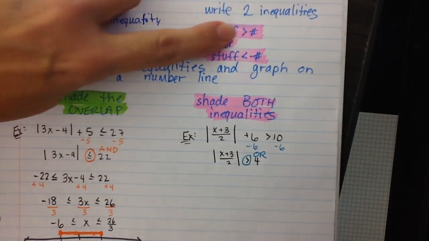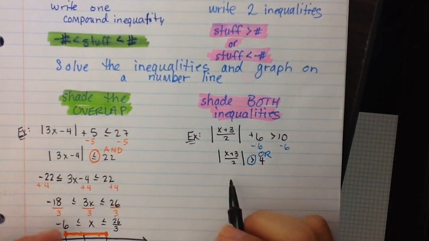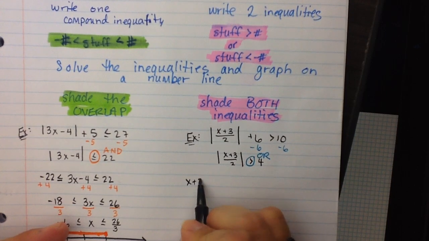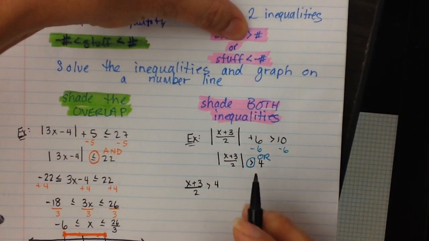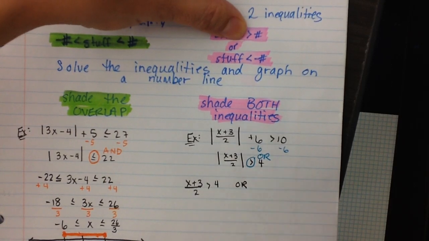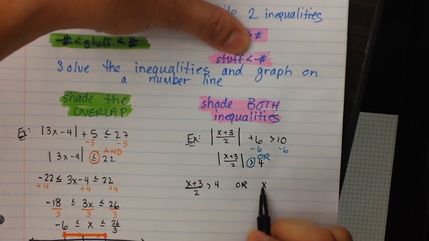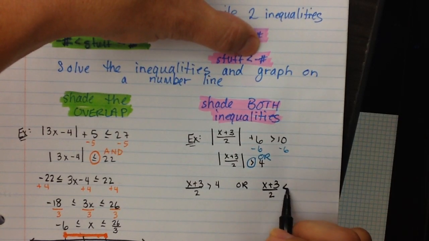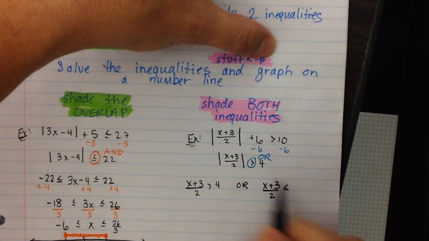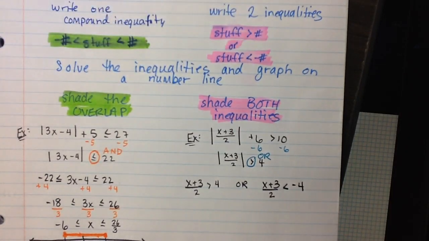So my first inequality, I just remove the bar and write the inequality. x plus 3 divided by 2 is greater than 4. And then I write the word or, and then I take off the bars, x plus 3 divided by 2. I reverse the inequality to less than, and I change that to a negative 4.